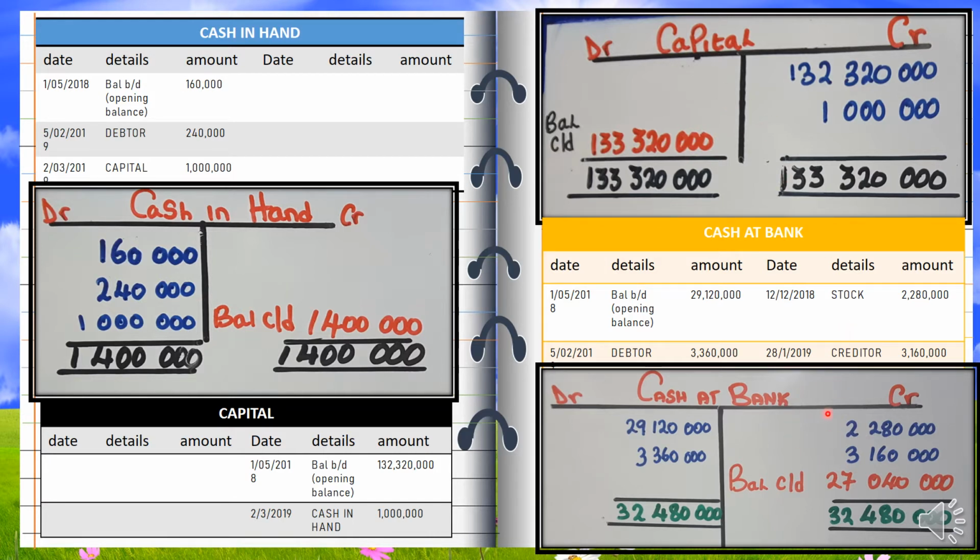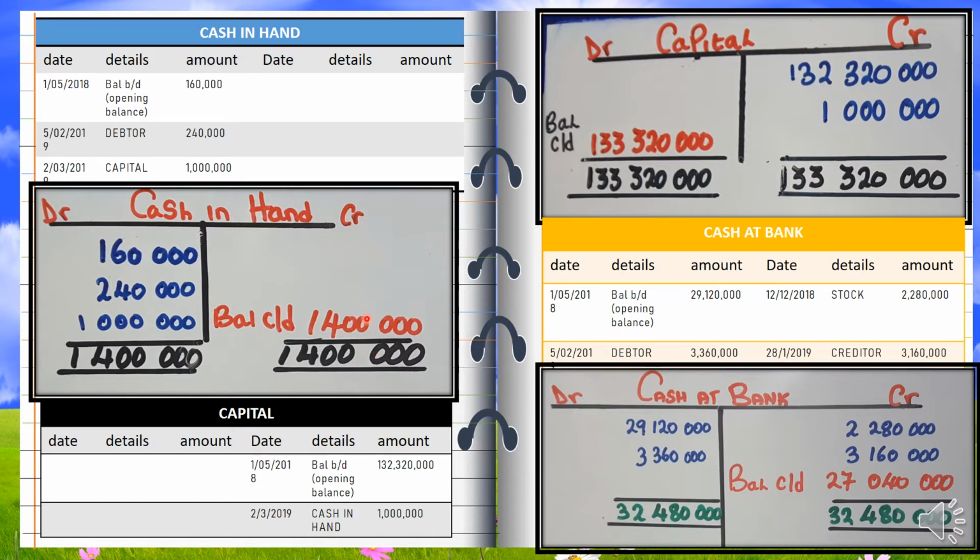I also have another extract here where I'm just extracting the amount, so that we see how we usually close off that particular account. In this case, nothing happened within our cash in hand as far as the credit side is concerned. When I extract this amount and get the total, the total on the debit side must be equal to the total on the credit side.